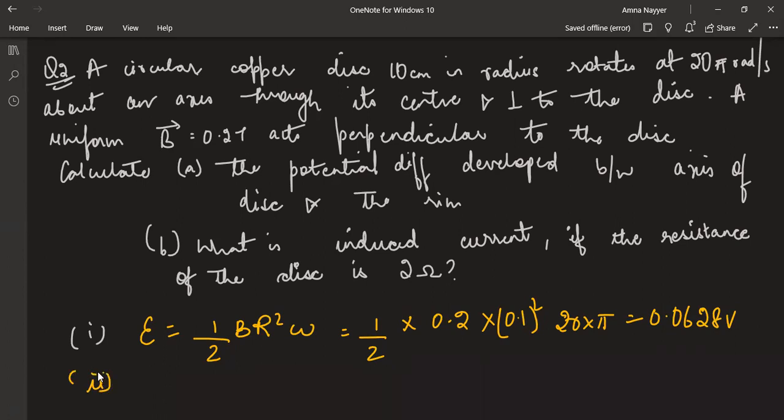And see, class, for the second part, what is the induced current? Voltage you have from the first part. Resistance is given. Current can directly be answered by E by R. 0.0628 divided by 2, 0.0314. Write this much of amperes. Quickly note it down.